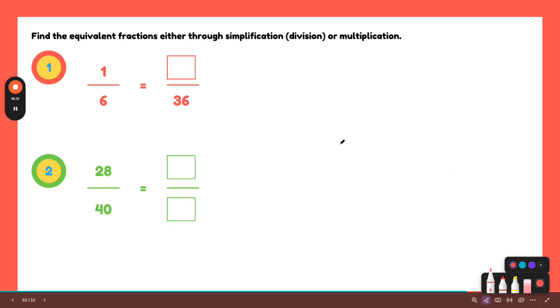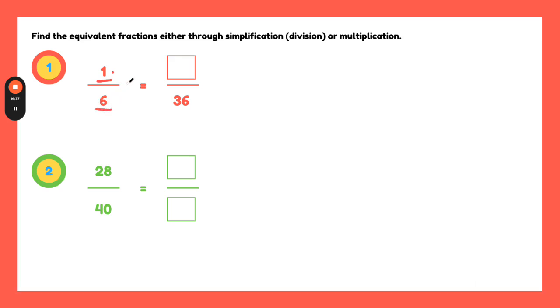Okay, so I'm sure you've had a go at both of the questions. Let's work through them both one by one. Let's have a look at the first question. So we've got 1 over 6, and we can see here that this fraction is equal to some fraction with a denominator of 36.